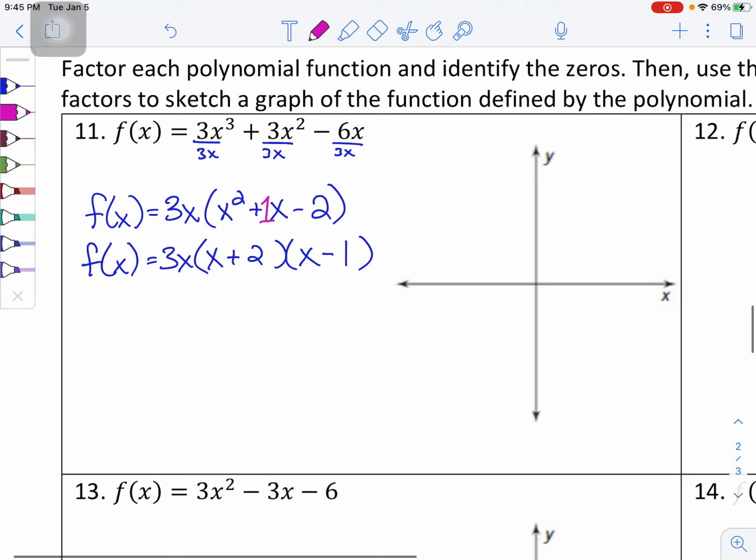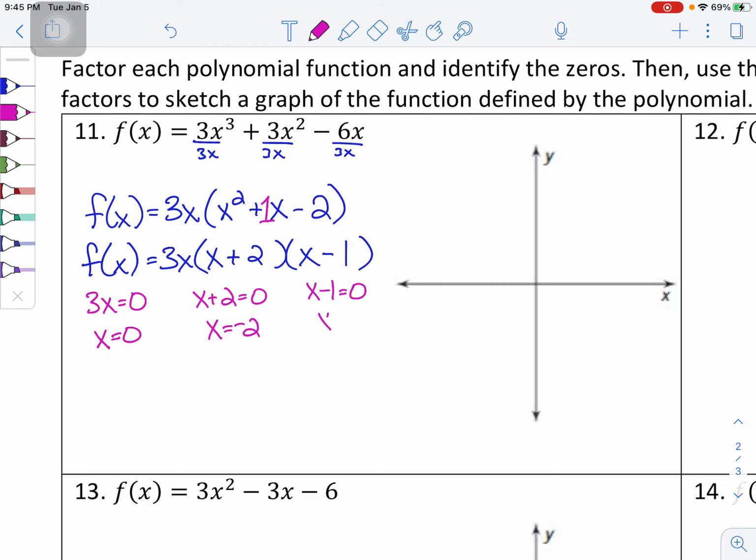Now I want to identify my zeros. So I'm going to take each of my factors, set it equal to 0, and solve. So x is equal to 0, x is equal to -2, x is equal to 1. All right. Now I'm going to use those zeros and I'm going to mark them on the graph. So here's 0. Let's call this -2, and let's call that +1.